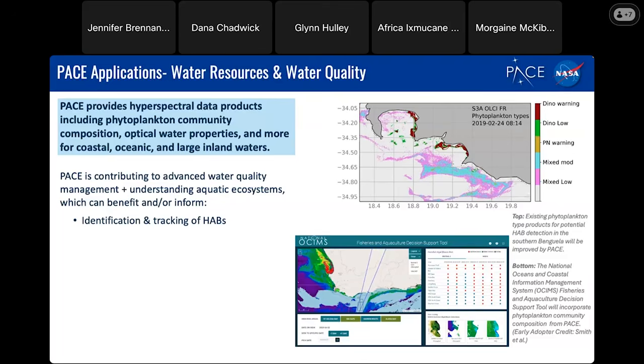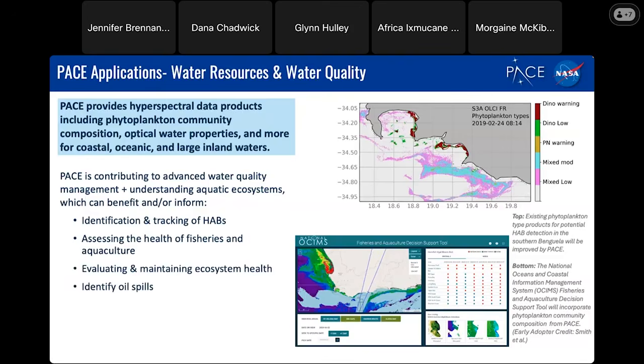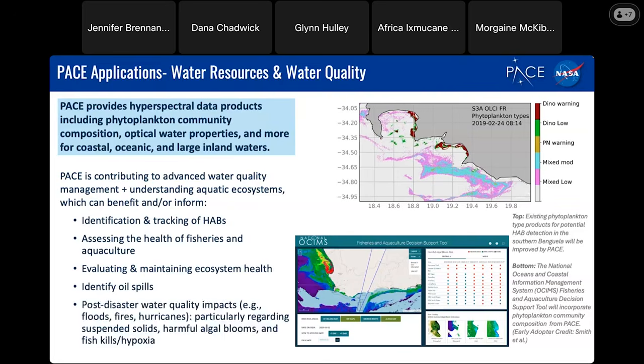Those are the blooms that can make your seafood or your drinking water toxic or cause folks to cough at the beach. We can better identify and track them with PACE data. We can also better assess the health of fisheries and aquaculture, evaluate and maintain ecosystem health, identify things like oil spills better or floating matter like sargassum, the large macroalgae that hit the Gulf Coast. Also, post-disaster water quality impacts, especially those that cause inundation in the water and large changes in the optical properties of the water.